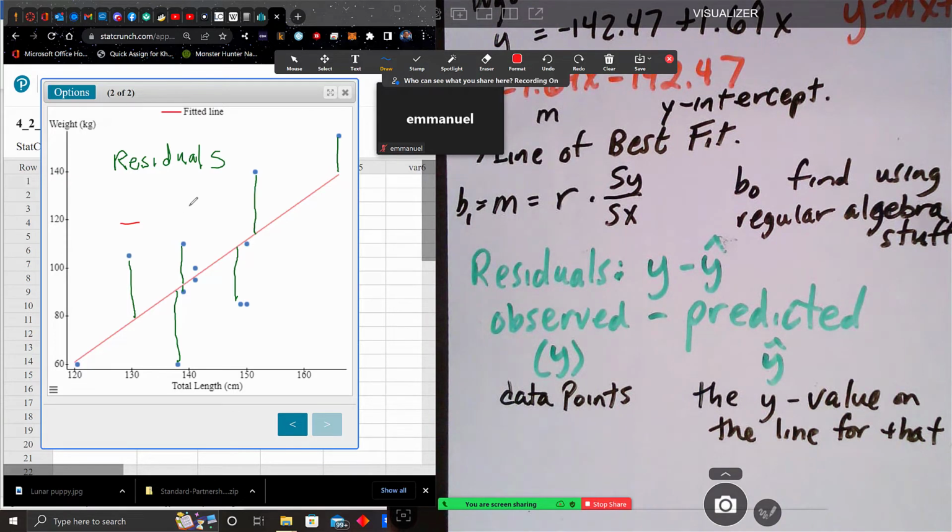So all of these dots up here, the dots are above the line. The residuals will be positive up here. And below the line, the residuals are negative down here.